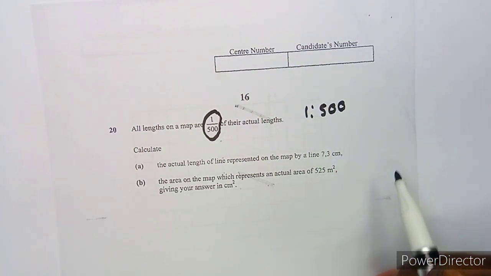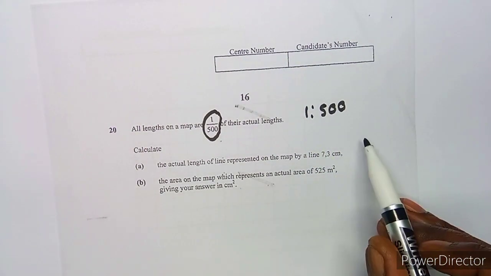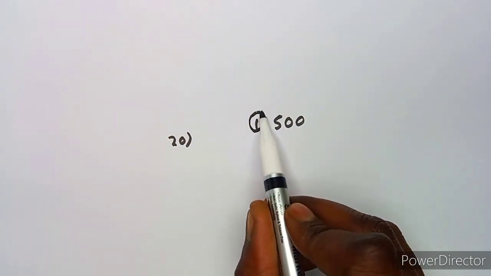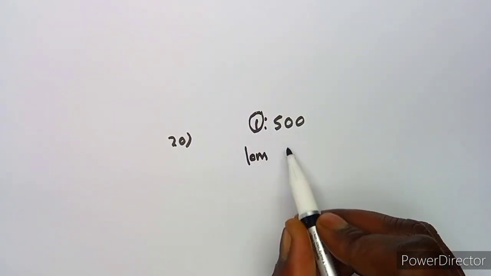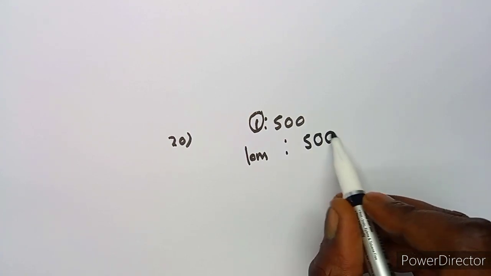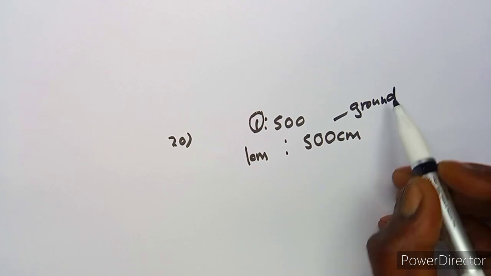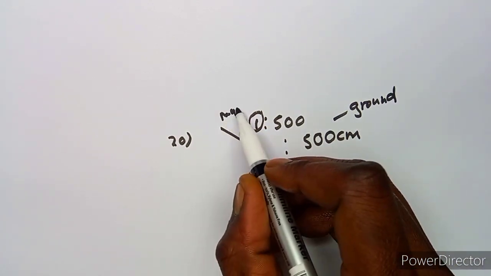You can write it as a fraction, or you can just write it like this. And also, I told you that whenever you see this representation on a map, this is what you're supposed to visualize: this is a centimeter on the map, as to 500 centimeters which are on the ground. So this is what is happening on the ground. This is for the map.